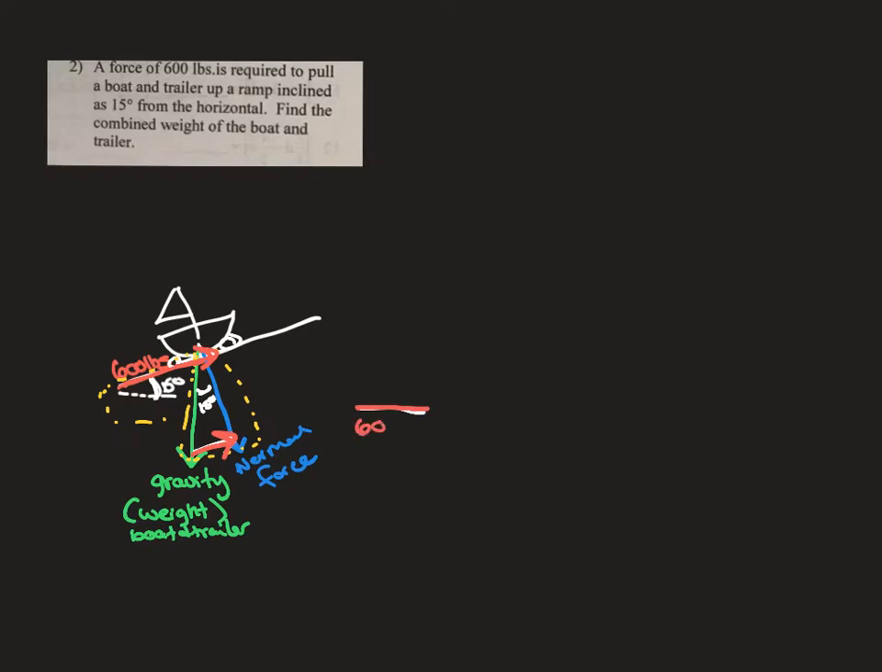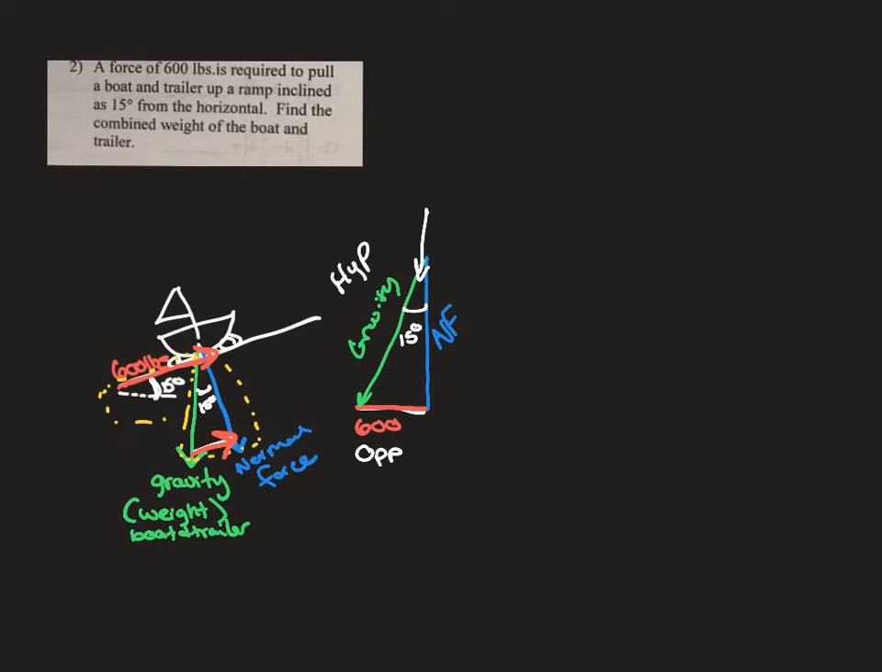So this was my 600 on the bottom. And then I have this straight down normal force, we'll call it NF. And then I have this gravity piece, which we're also calling the weight. And in here, we have 15 degrees. So if we think about this 15 degrees right here, this 600 is across the triangle. So this is the opposite. And this gravity is definitely the hypotenuse.